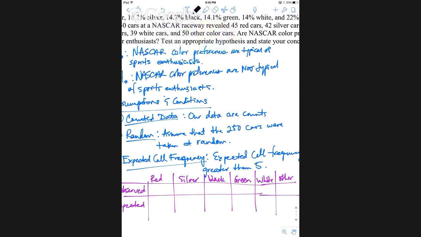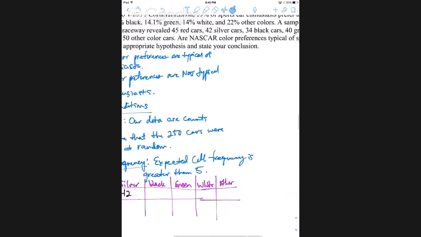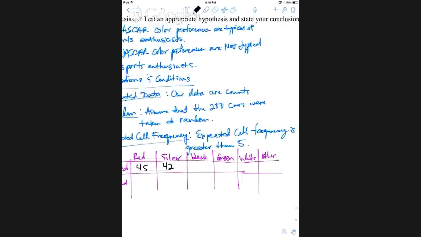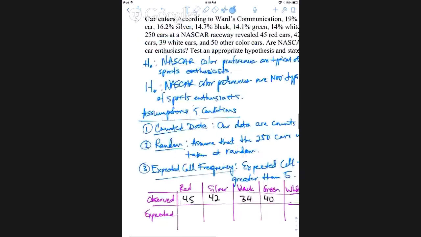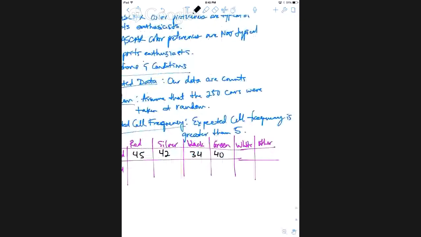Let's do some black here. All right, so we have 45 red, 42 silver, 34 and 40, 39 and 50. And we're going to need a total, because we need to make sure that the totals add up, right?